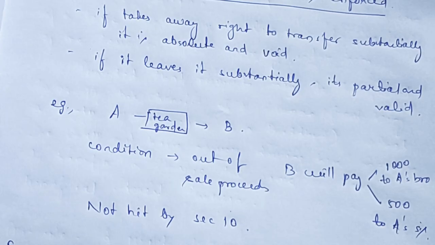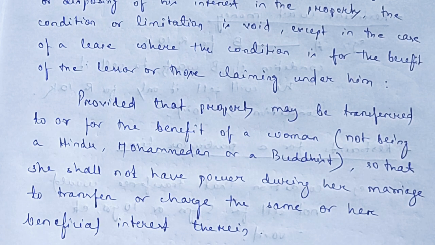Let's understand through an example. Suppose A devised a tea garden absolutely to B, but with a condition that in case B sells it further, he will have to pay rupees 1000 to A's brother and rupees 500 to A's sister out of the sale proceeds. It was a condition imposing restraint on alienation and was not hit by section 10. As it is a partial restraint, therefore it is valid. So there are two exceptions in this section.